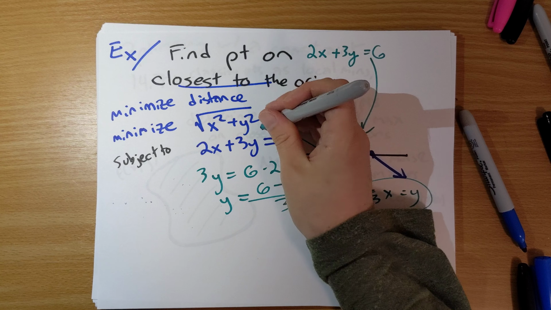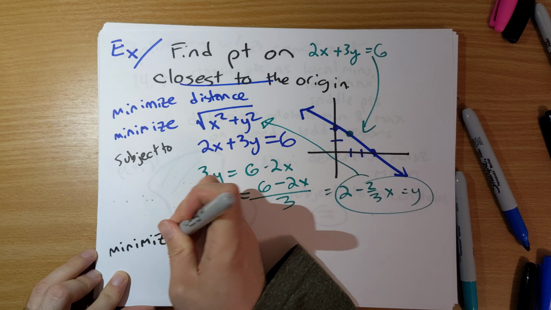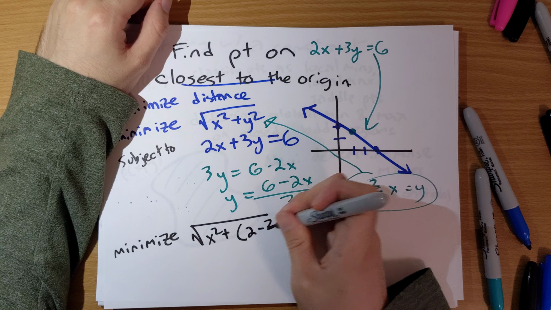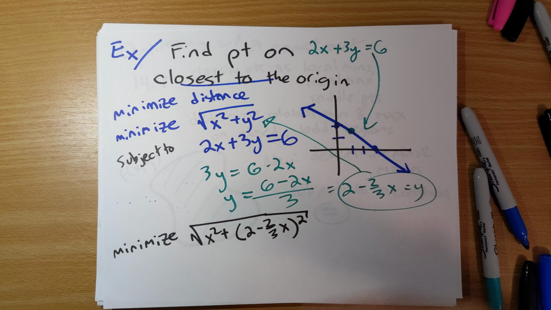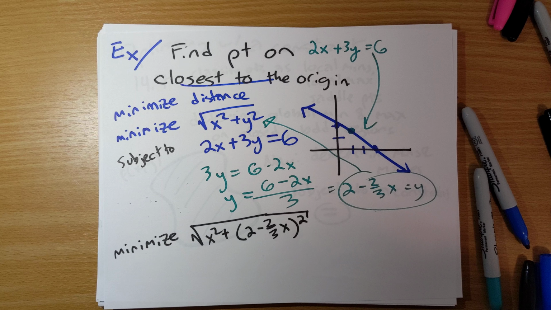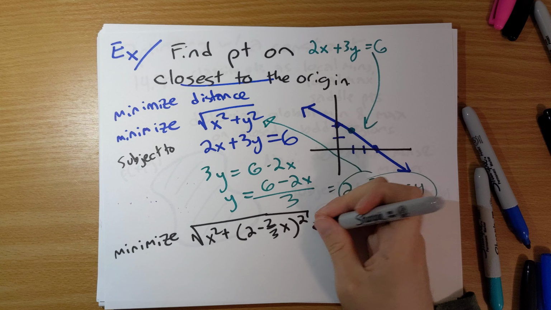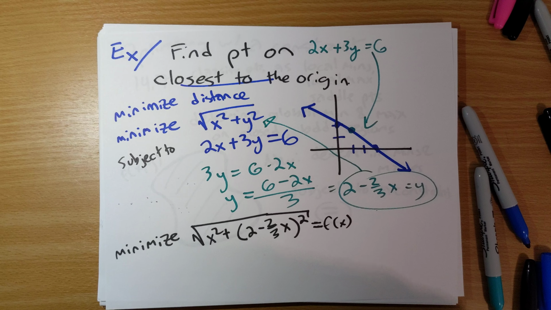And we can substitute that in up here and say that our goal is to minimize the square root of x squared plus (2 minus 2/3 x) quantity squared, where x is allowed to be any real number. Okay, how do we do this? Well, this is the point where it's a somewhat tedious Calc 1 problem. This is our function, just say f of x here in Calc 1 land, take the derivative, set it equal to 0, solve for x.